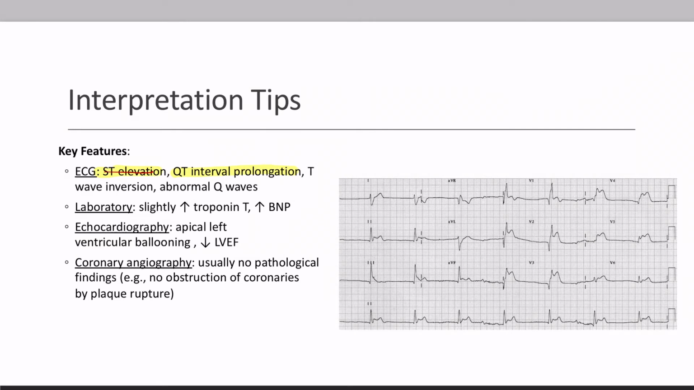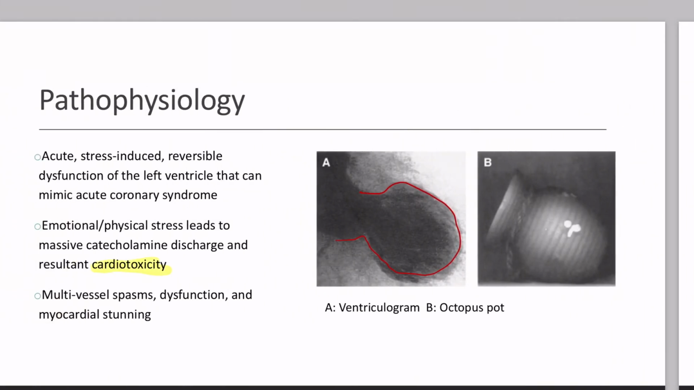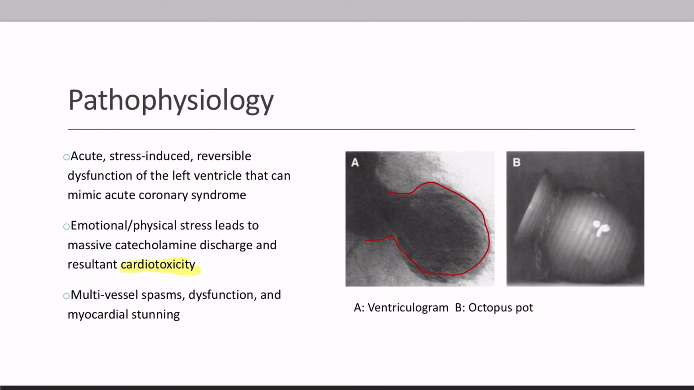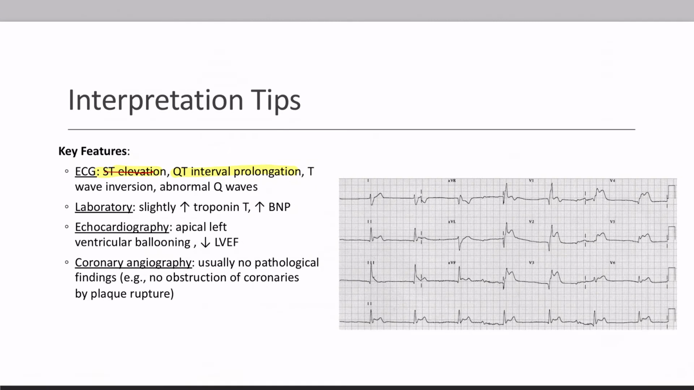On echo, you'd see apical left ventricular ballooning. So the ventricle actually takes on the shape that you can see here, where it's like a balloon. It's very round. And then back to echocardiography, you also see a decrease in ejection fraction in the left ventricle.